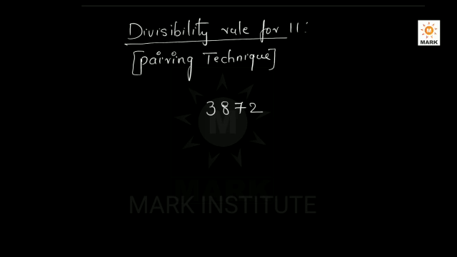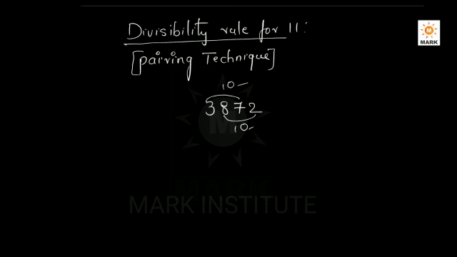This number 3872 is exactly divisible by 11. Why do we know? Because if you use the alternate numbers technique, 7 plus 3 is 10, 8 plus 2 is also equal to 10. So the difference of 10 and 10 is 0. That is why we can say that it is exactly divisible by 11. But now our technique is a different technique.